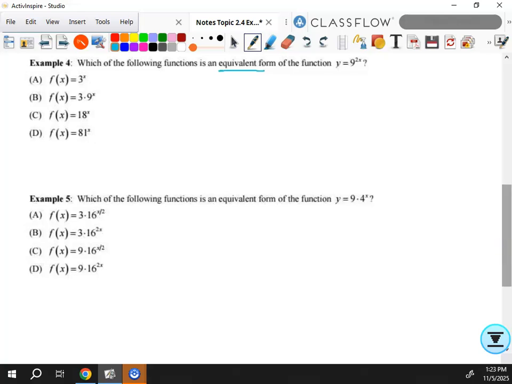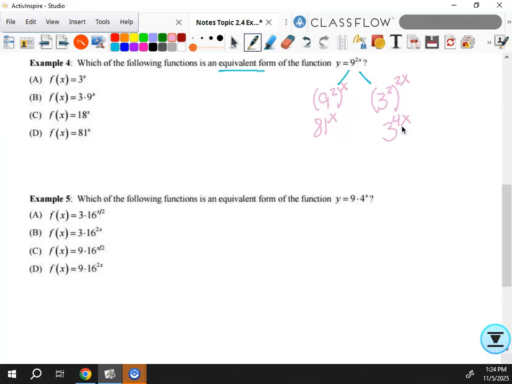Okay, so equivalent form. So again, we're just going to ignore our answer choices for just a second, and we're going to look at two different ways to approach this. So I could do 9 squared to the x power. That would give me 81 to the x power. Or I could do 3 squared to the 2x power. Right, because 9 could be 3 squared. And then this could be 3 to the 4x power. So those are two very different things.